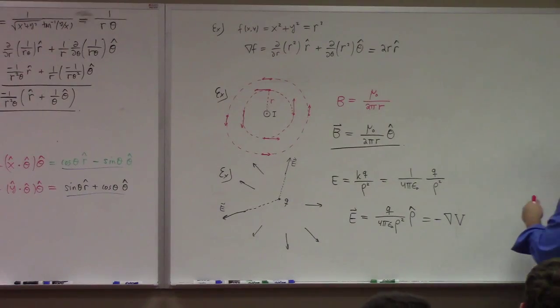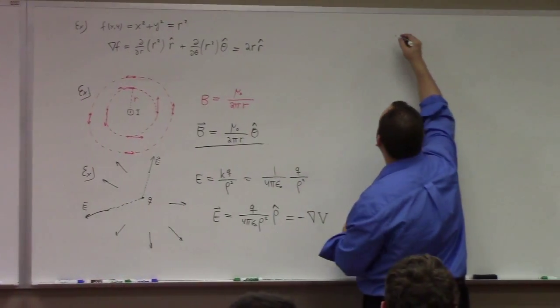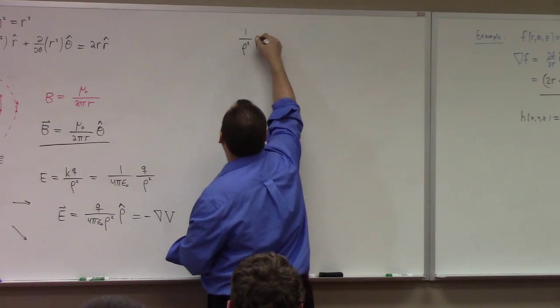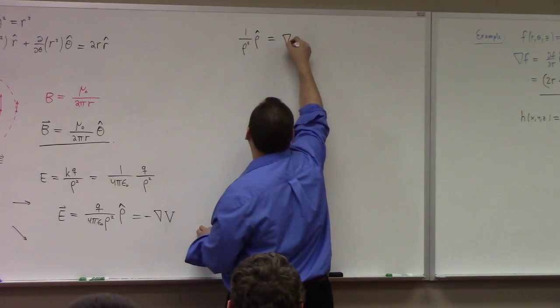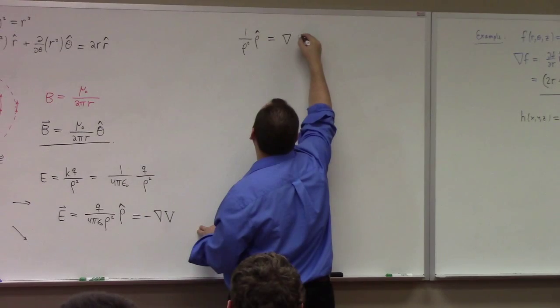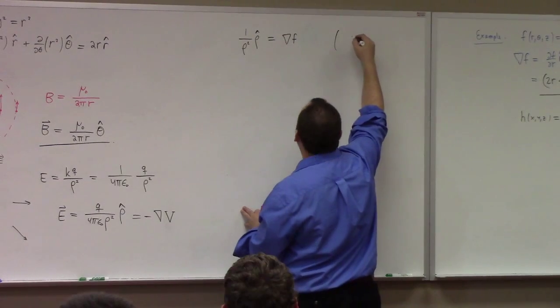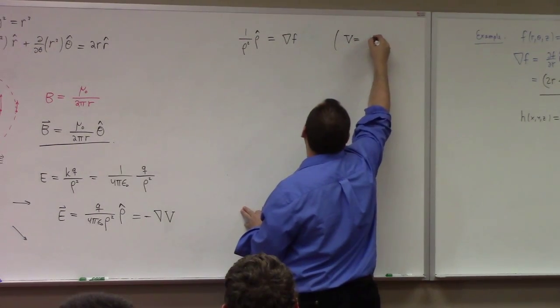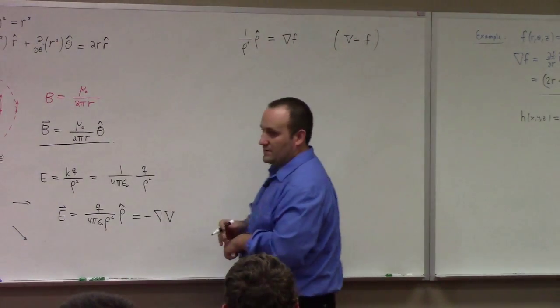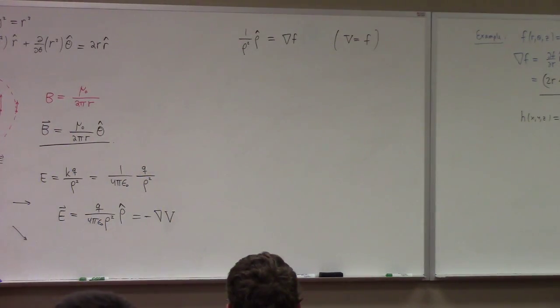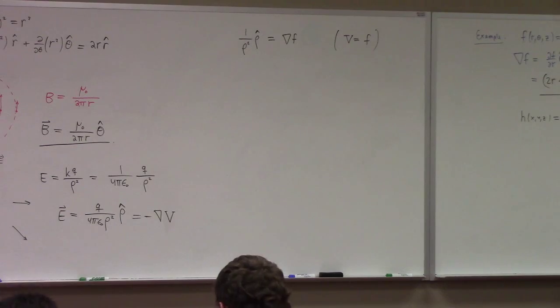So let me state the problem. Let's get rid of the constants, right? So we want 1 over rho squared, rho hat, to equal the gradient of some function. And tell you what, I'll just call it f. So here I set v equal to f, just to make more of a connection with the stuff we were doing earlier, I suppose.